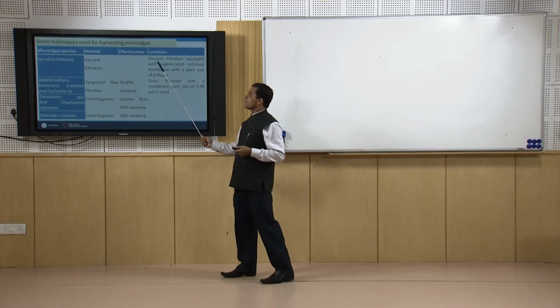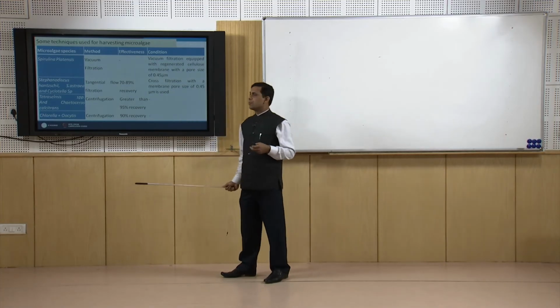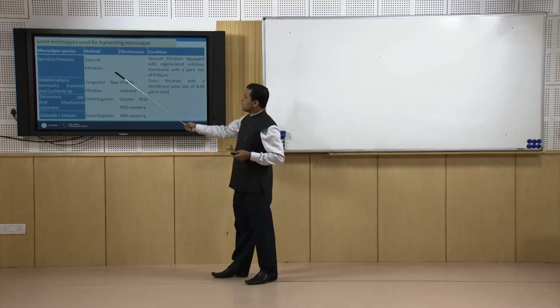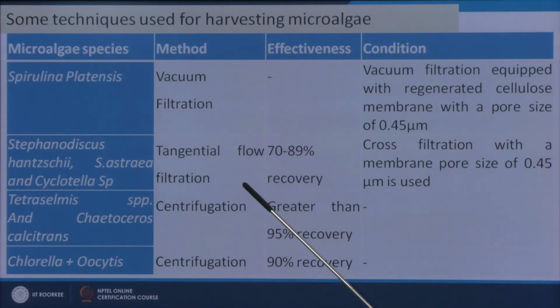Now, we will see some techniques people have used for the harvesting of microalgae. So, here vacuum filtration, tangential flow filtration and centrifugation have been reported. Where we see vacuum filtration and tangential flow filtration, the membrane pore size used was 0.45 micrometer, and 70 to 89% recovery of the biomass was possible, and by centrifugation around 90% to 95% recovery was possible.